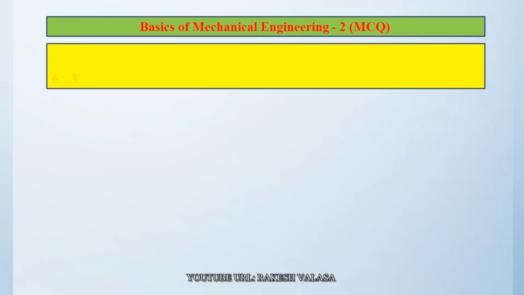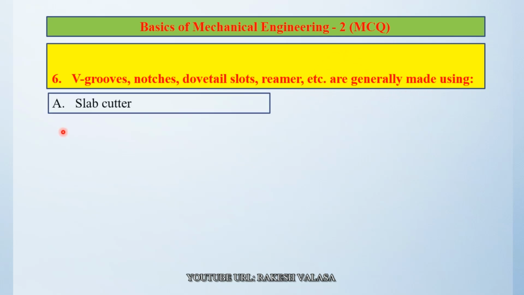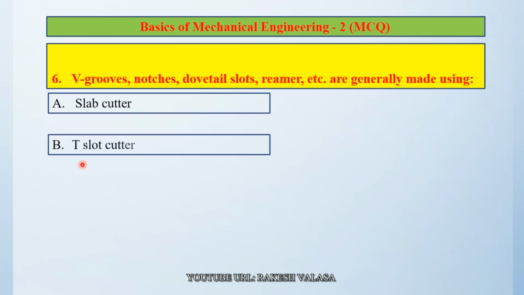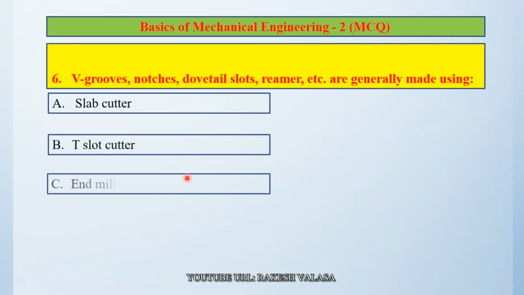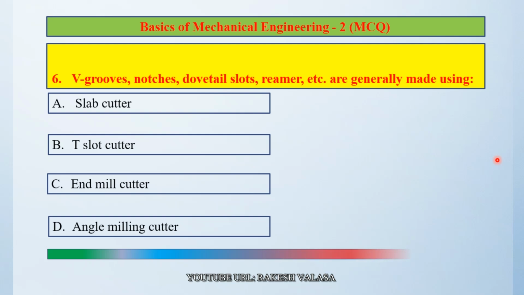Question number 6. V grooves, notches, dovetail slots, reamer, etc. are generally made using option A, slab cutter; option B, T slot cutter; option C, end mill cutter; option D, angle milling cutter. The correct answer is option D, angle milling cutter.